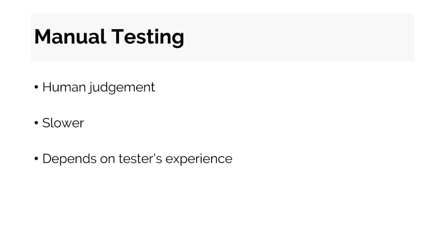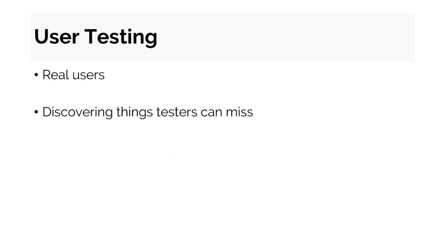Manual testing. In this testing, we are going to exercise our human judgment in what is good and what is bad. It's slower, and sometimes it can take a whole day to analyze a page and figure out the issues. User testing, as we discussed earlier, we can always involve real users who have disabilities and discover the things that a tester might have missed.